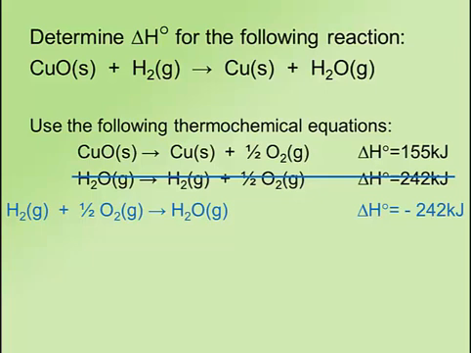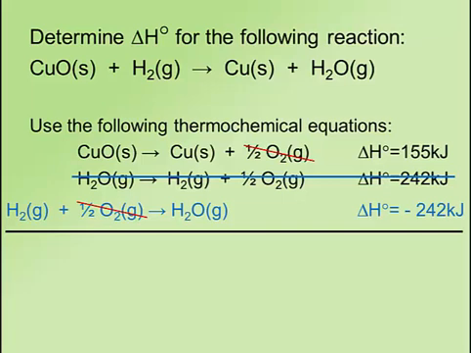I can now add the two equations together to get the original equation in the question. Just as in an algebra equation, if something shows up on both sides, cancel it out. 1/2 O2 is on the product side in the first equation and on the reactant side in the second equation. Cancel it out. When we add everything else together, we get our target reaction.